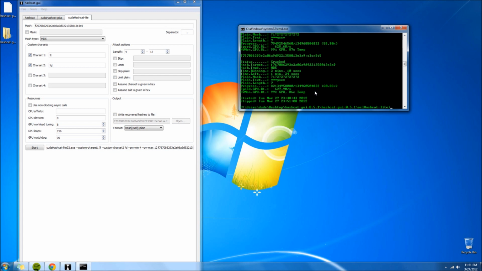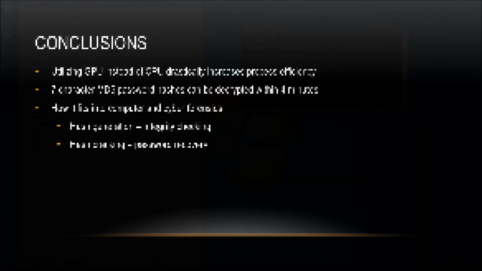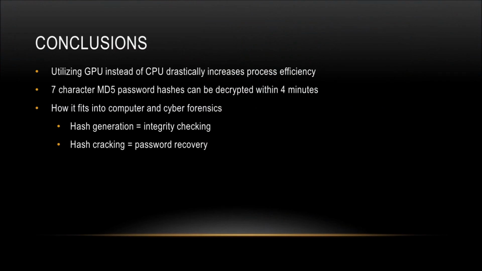After about 2 minutes, the program successfully outputs the plaintext character string. As we can see, it matches the password we used to generate the MD5 hash. In this lab, we have learned that using GPUs to brute force attack password hashes results in much quicker decryption than using CPUs. We have found that a 7-character MD5 password hash generated using lowercase letters as well as numbers for the password can be successfully decrypted within 4 minutes. Any password length less than 7 characters can be brute forced within a matter of seconds.